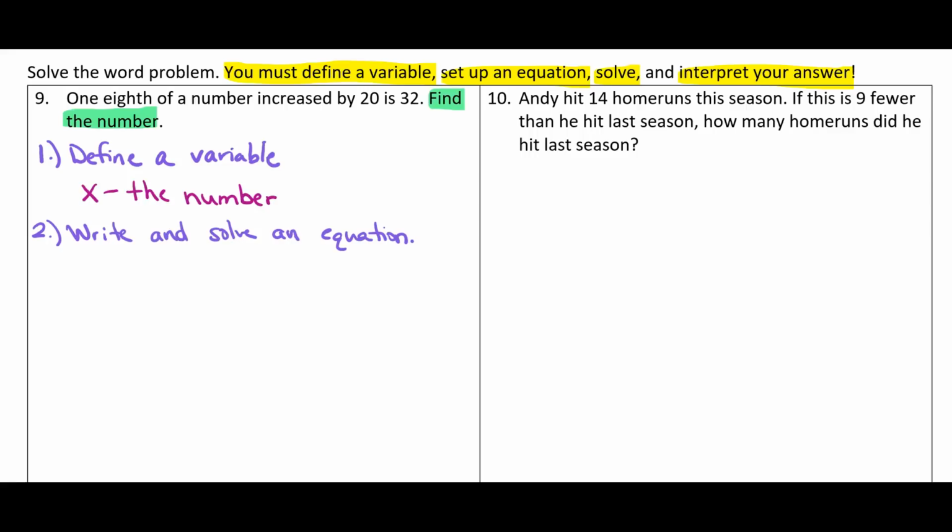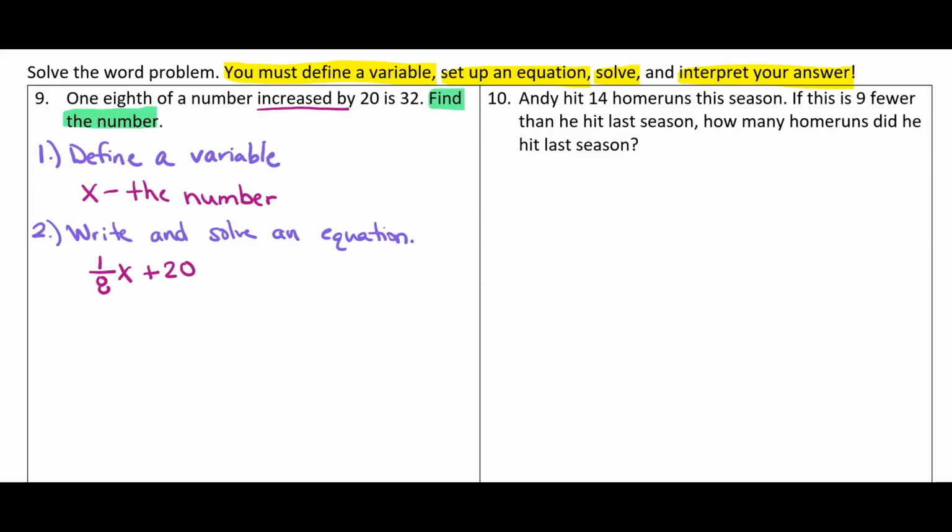So here, 1/8 of, that means 1/8 times, so we're multiplying it by something, 1/8 of a number. In this case, we don't really need parentheses. We can just put 1/8 x, 1/8 times x. Increased means we're going to add 20.